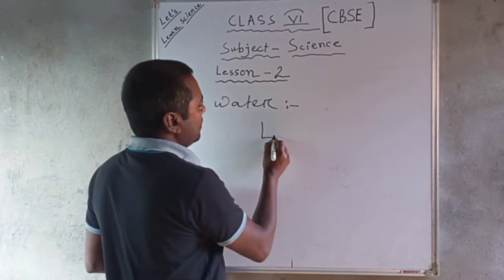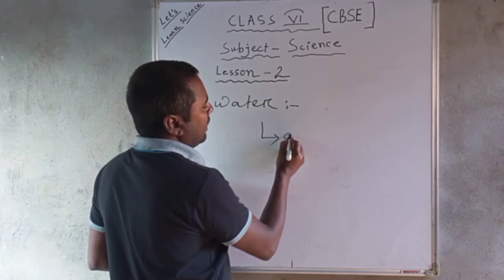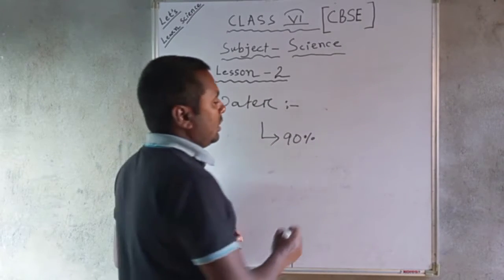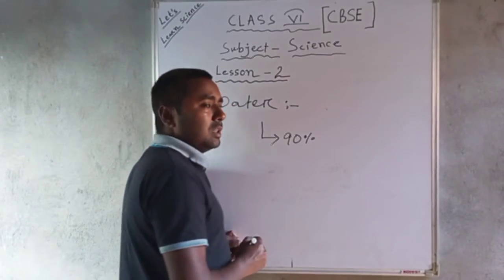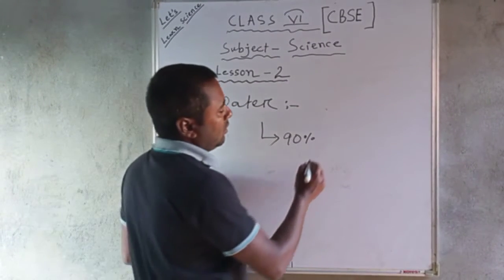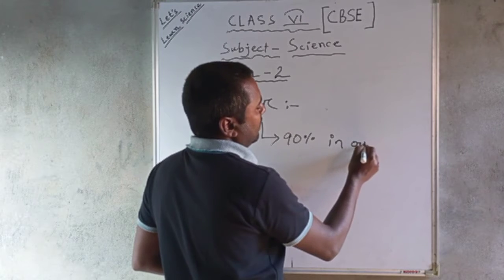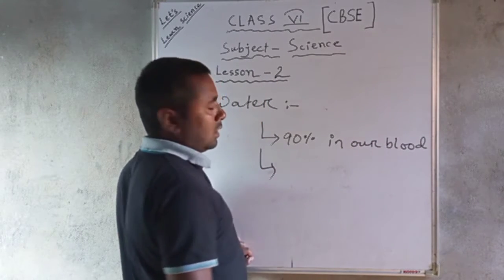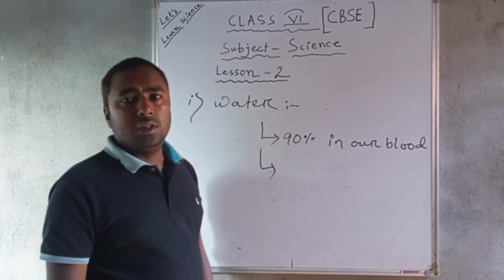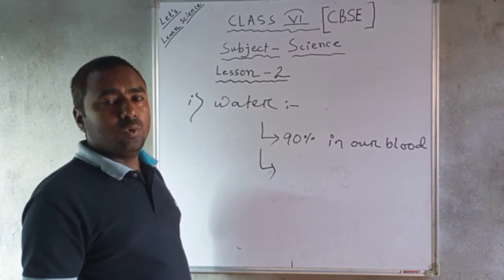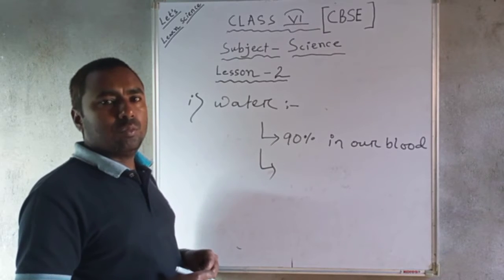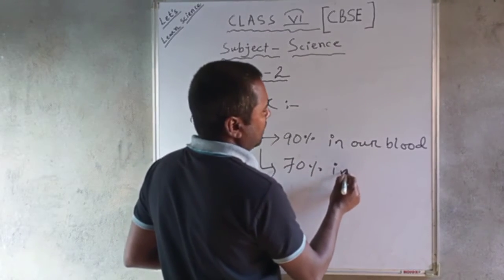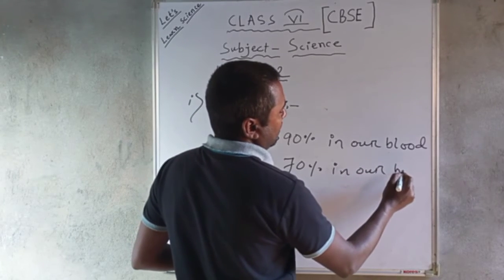Why? Because about 90% of our blood is water. Then about 70% of our body is composed of water. That means about 70% of our body is composed of water.